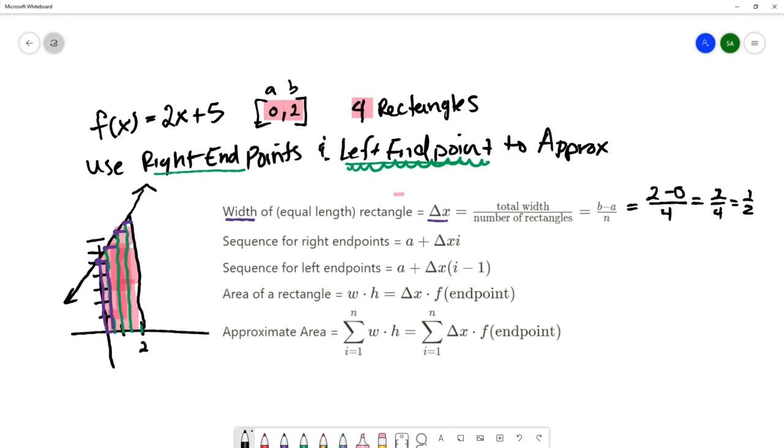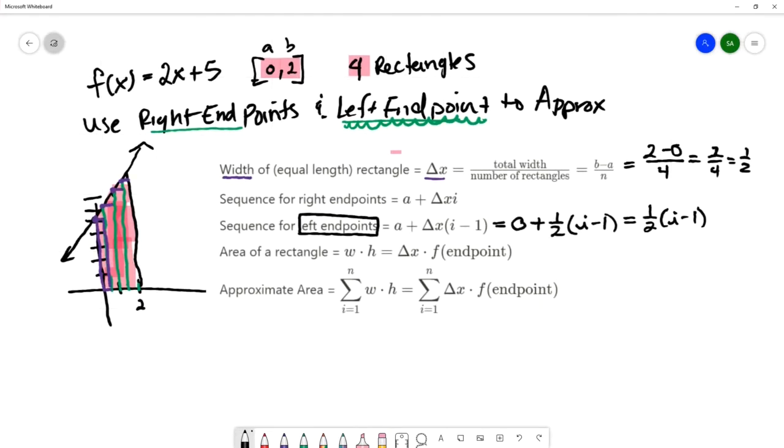And we're going to focus on the left endpoints. We have a formula for the sequence of left endpoints, and that is a plus delta x times i minus 1. So a was 0. Delta x is 1/2. And then we have our sequence generator, i minus 1. So 1/2 times i minus 1 will give us all of the left endpoints. And we can check that visually with our graph here.